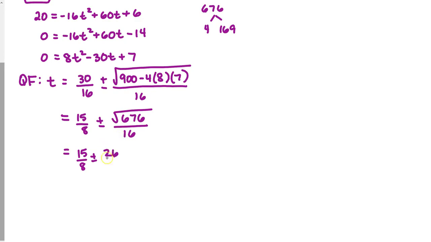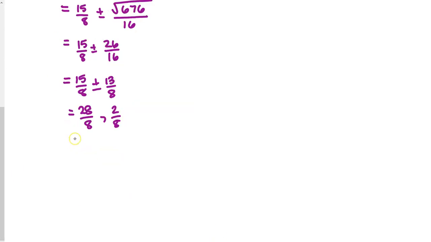26. Okay, so I just have to go back, and now 15/8 plus 13/8 is going to be 28/8. 15/8 minus 13/8 is going to be 2/8. So then let's reduce those, and we have 14. Nope. What am I doing? Divide by 4. We have 7 halves, and we have 1/4. Does that look right?